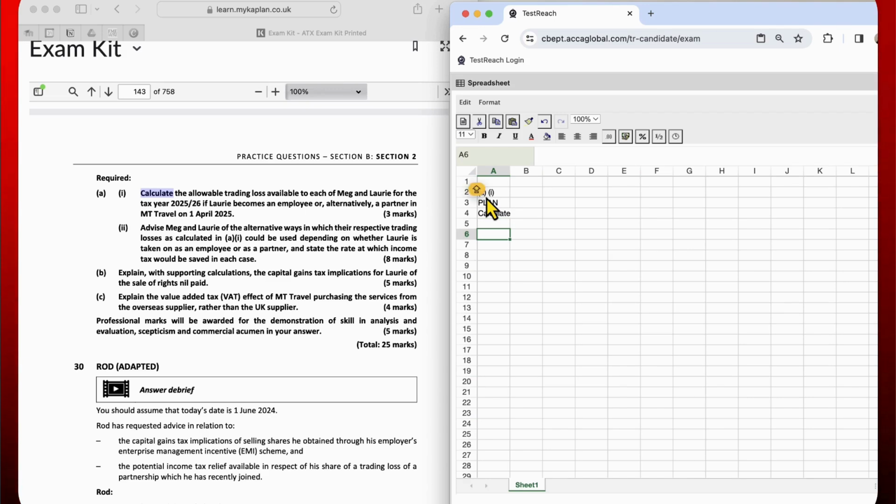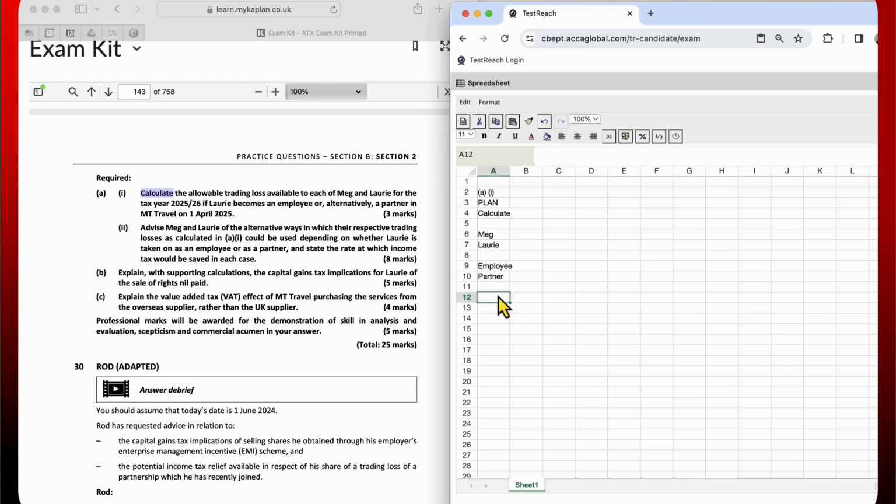I need to consider Meg, Laurie, and I need to consider it as employee, where Laurie's brought on as an employee or as a partner. So I'm considering both Meg and Laurie's perspectives, and I've got to consider the outcome if it's Laurie as an employee versus a partner. So my 3 marks, I can already start to see a bit of a structure and think about how my mark allocation might be split out here.